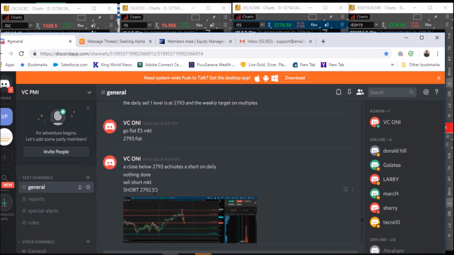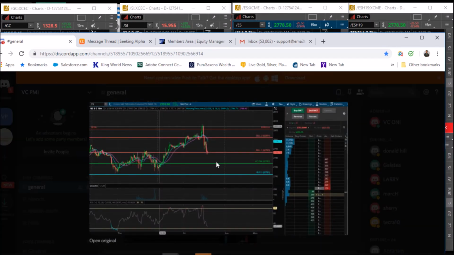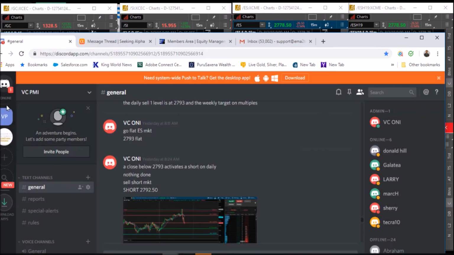It closed below 2793, and I went short at 2792.50 here, as you can see. I posted the trade again and show you basically that the signal was activated now from sell 1 on the daily. So now you have a daily short signal that was activated from sell 2. Now it's being activated from sell 1. You have a weekly signal that's been activated since 2800, which is open.